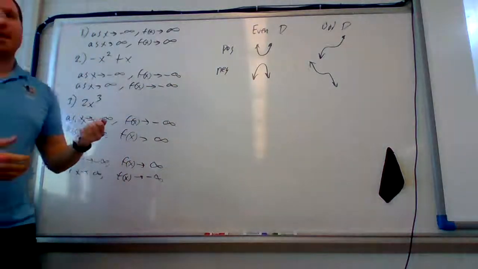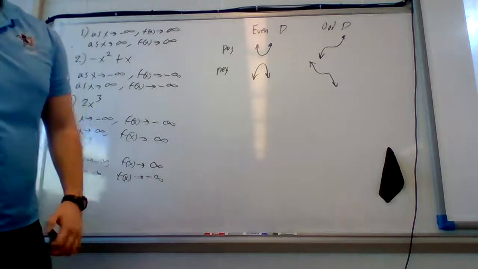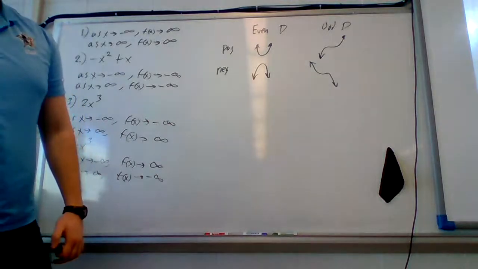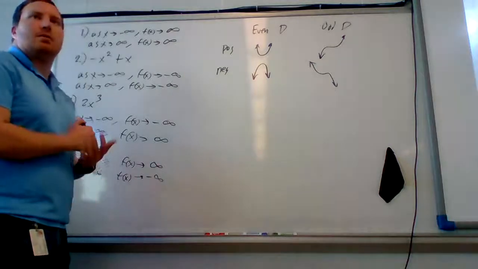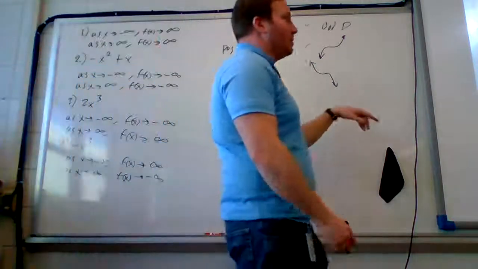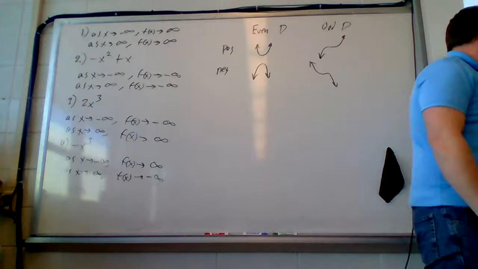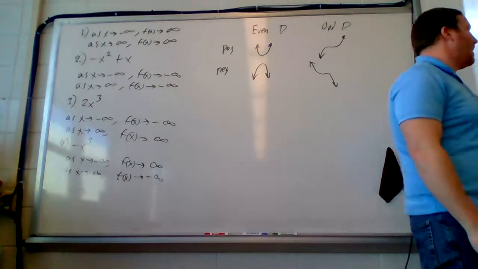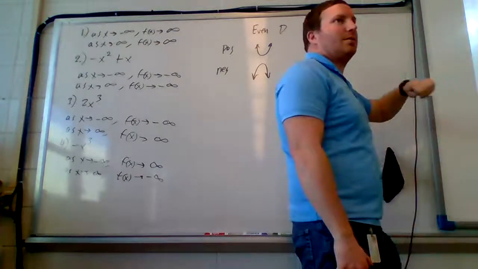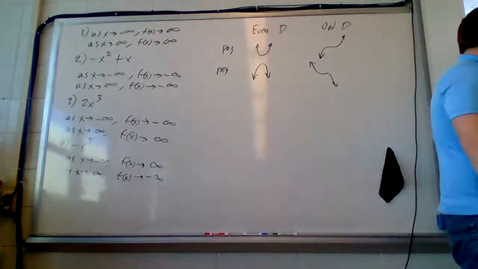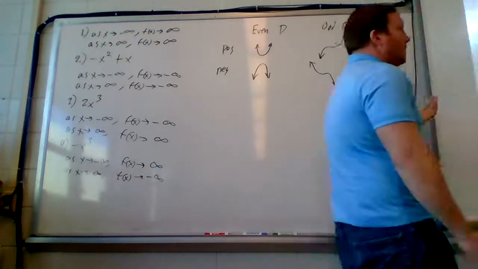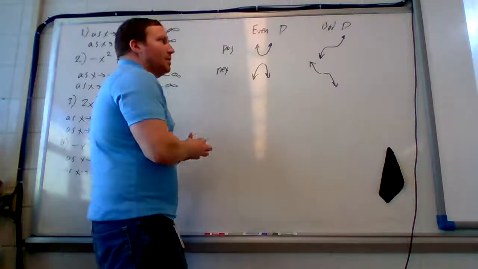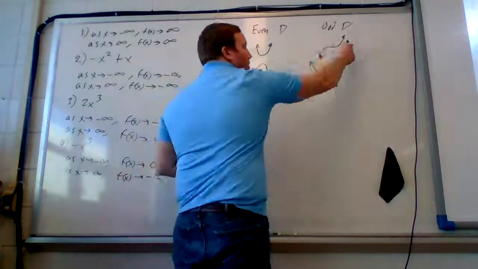So with that, what is number 7? First off, is it even or odd? Even, right? Both the arms are going in the same direction. It's an even function. Is it positive or negative leading coefficient? Negative. It's upside down. What about number 8? Even or odd? Odd. Is it positive or negative? Positive. Right? We have this little S shape.